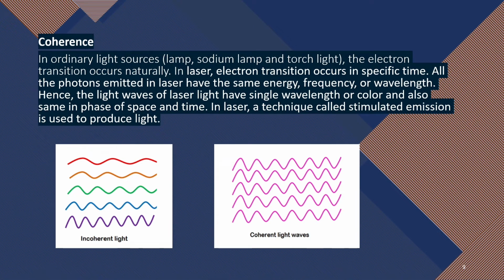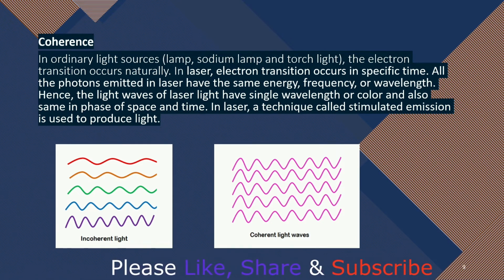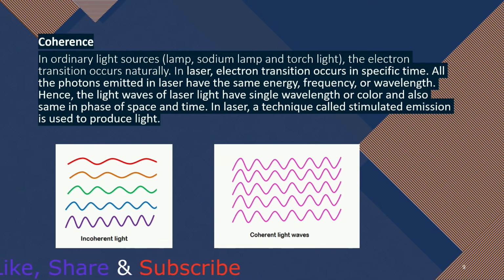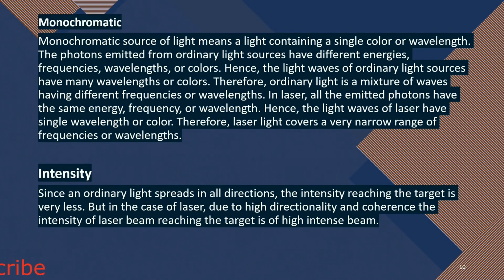Since ordinary light spreads in all directions, the intensity reaching the target is very low. But in the case of laser, due to high directionality and coherence, the intensity of the laser beam reaching the target is highly intense. So these are the four characteristics of laser.